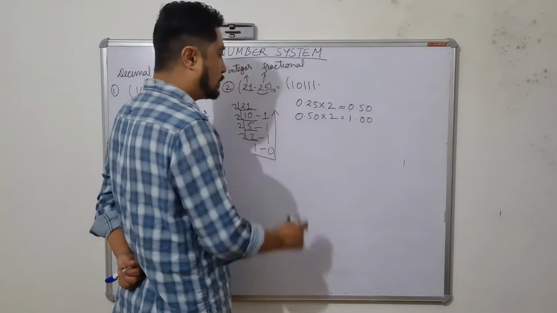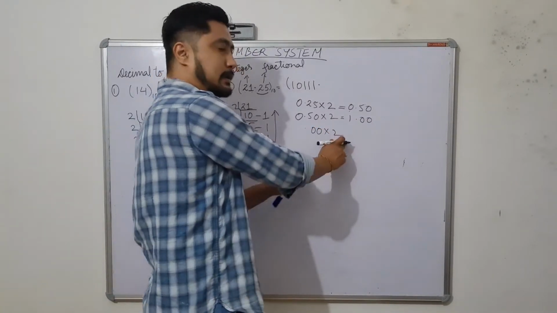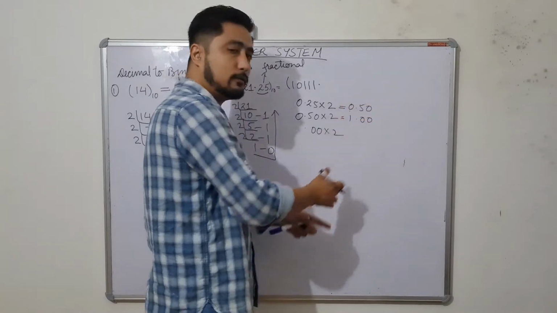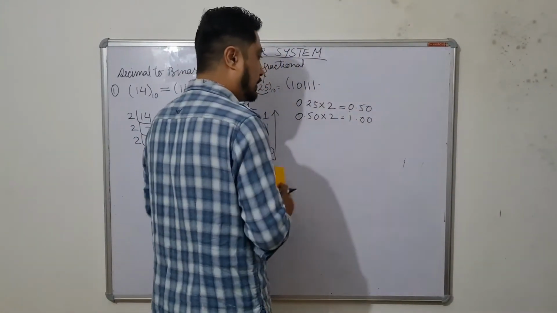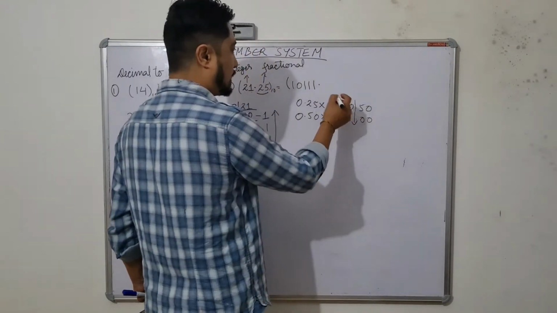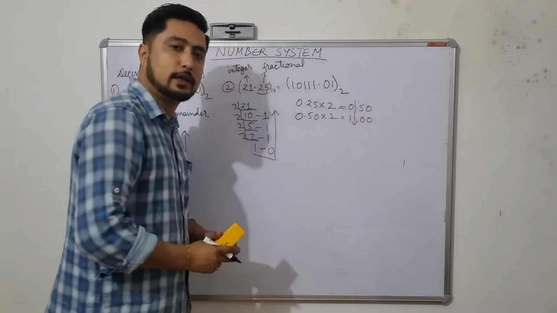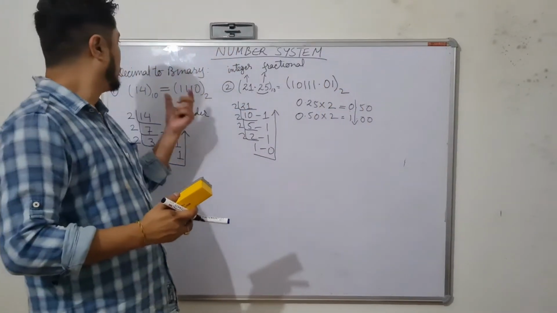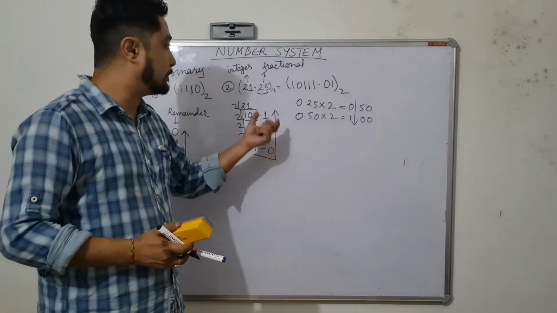So now after this 0.00 into 2, nothing is there. So after the point, if all the values are 0, we have to stop there only, and we have to take the values from top to bottom, that is 0 1 to the base 2. So this is how we perform the calculation. This is how we convert decimal to binary.